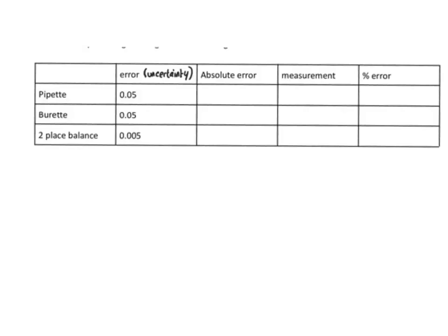So let's summarise that in your table. So pipette had an uncertainty of plus or minus 0.05, and you only used it once, so the absolute error is also 0.05. The burette had an uncertainty of 0.05.